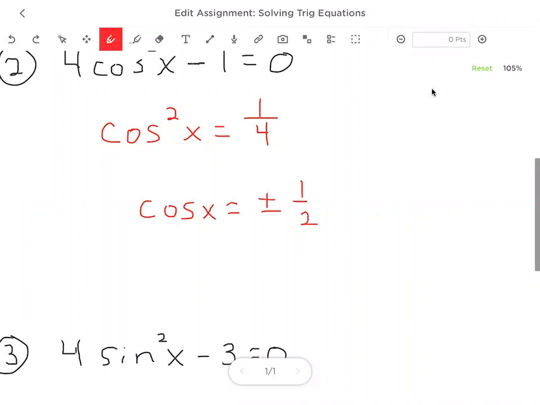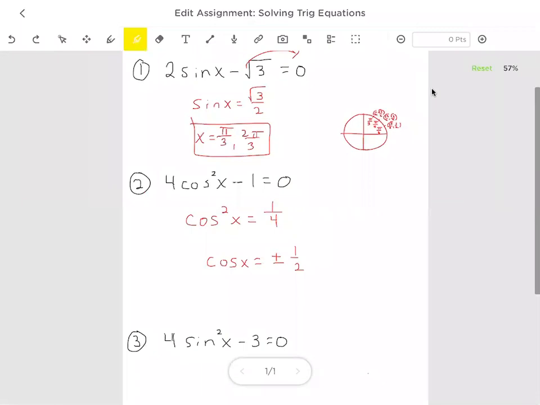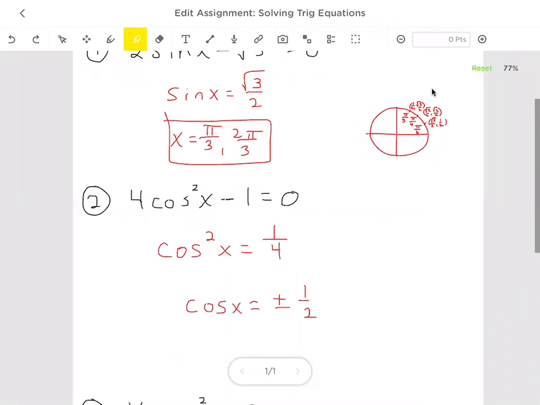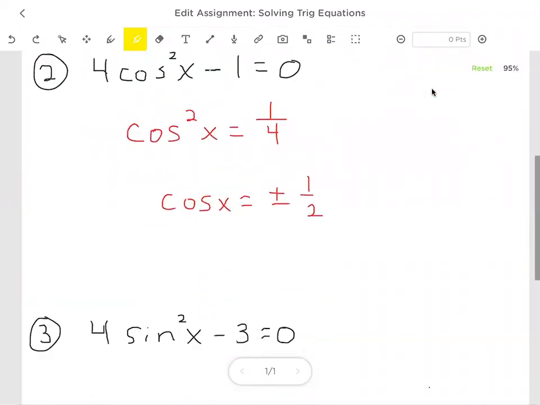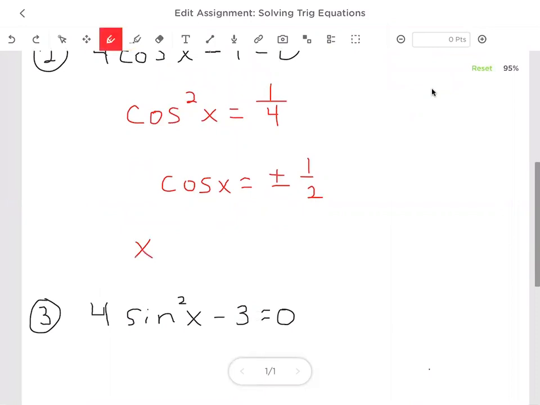So that's going to give me 4 answers because cosine is positive 1/2 in the first and fourth quadrants because it's the x value, and it's negative 1/2 in the second and third quadrants because it's the x value. So my reference angle is pi over 3. So it's going to be pi over 3, 2 pi over 3, that would be in the second quadrant, 4 pi over 3, that's in the third quadrant, and 5 pi over 3.